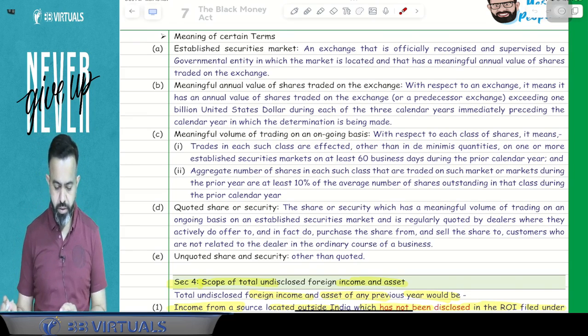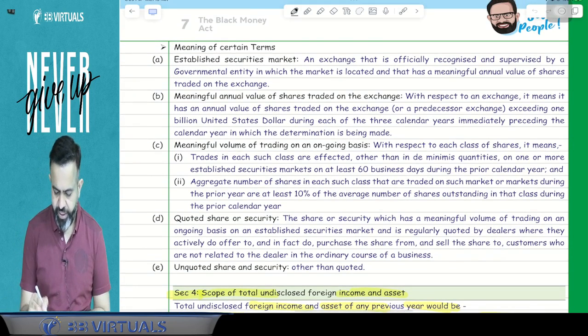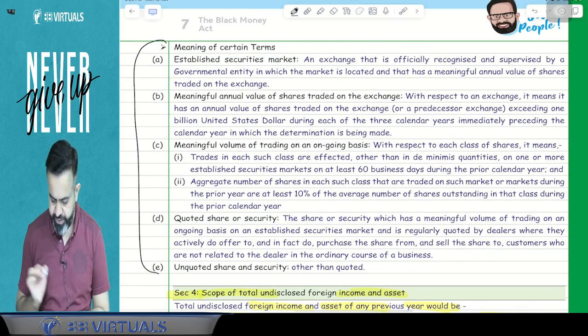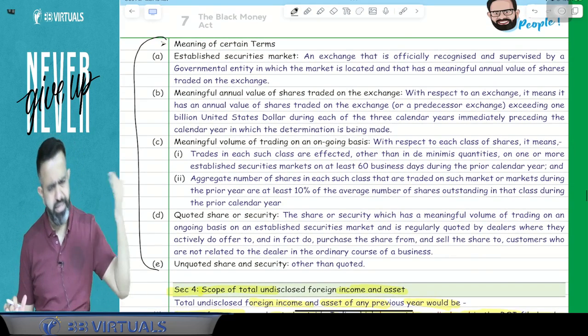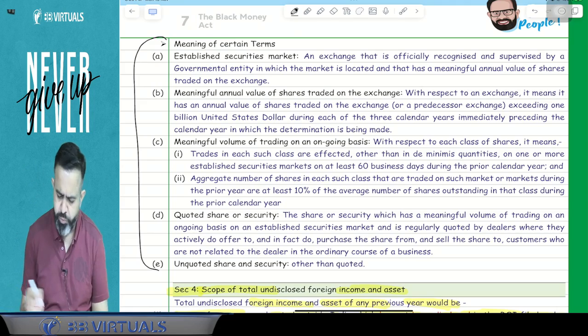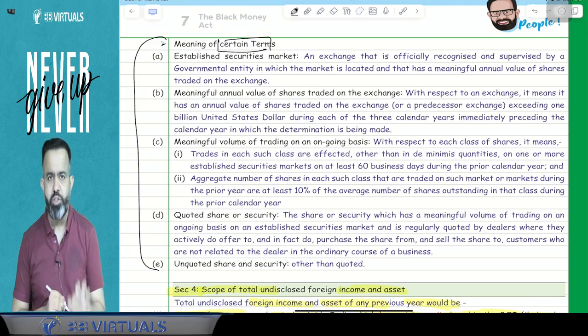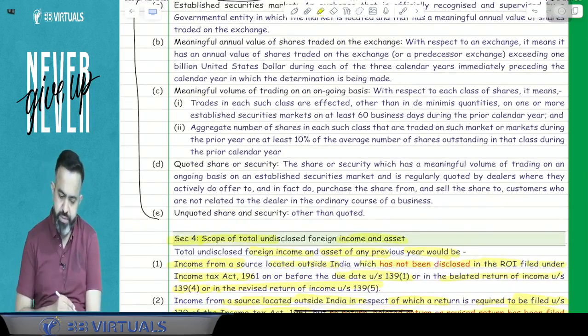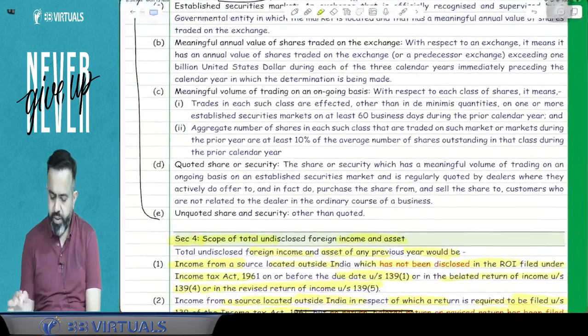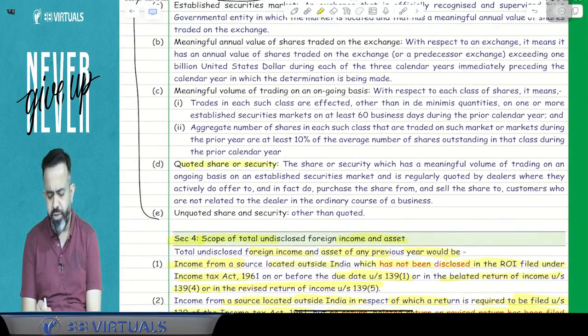Done. Now guys, in this topic there is one small part, but it is not relevant at all for the examination point of view. Some meaning is given of some terms. One is the quoted share and security, because I have mentioned that. But sir, what do you mean by the quoted share and security here?